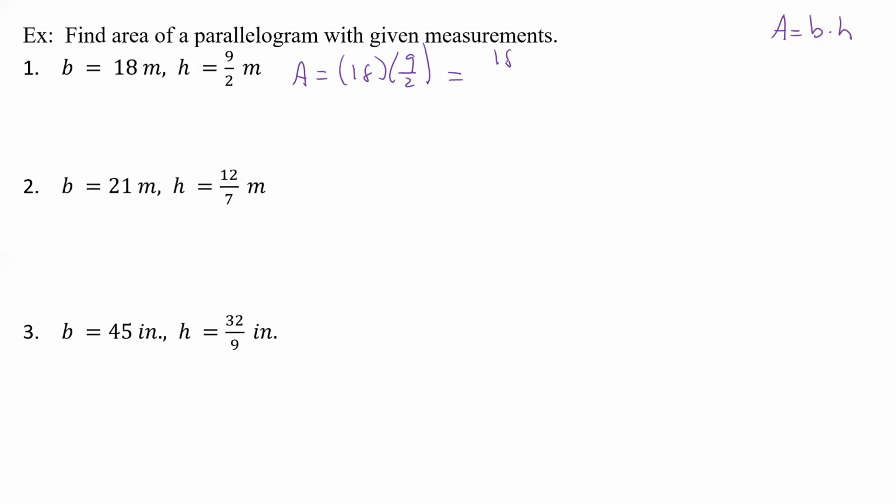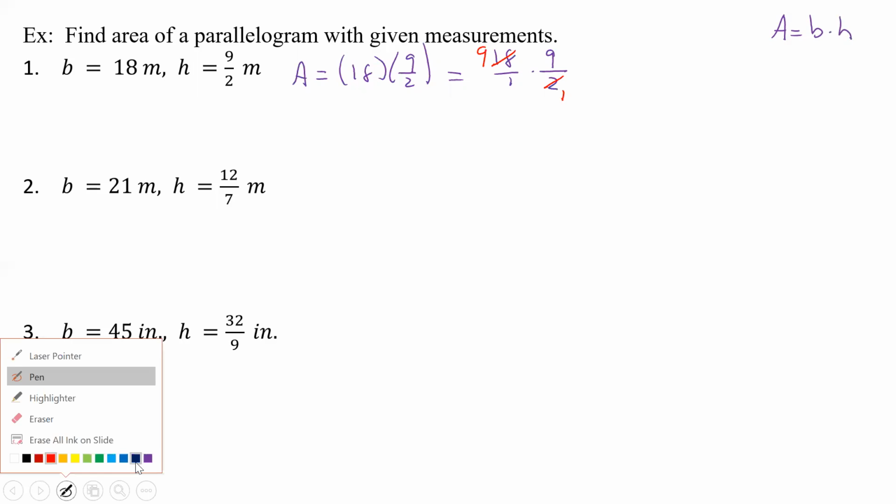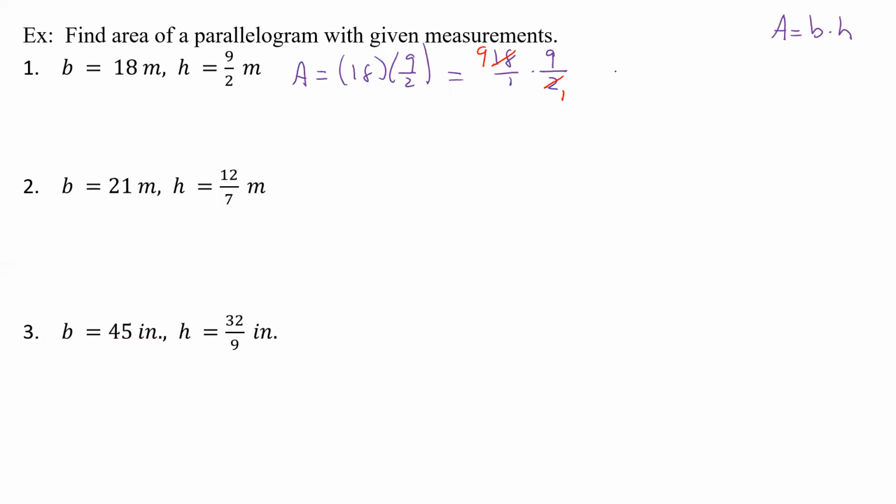Now we could write that as 18 over 1 times 9 over 2, and that would be another way to write it. Now, what do we know about multiplying? Well, let's go ahead and cheat a little bit and not write out all the primes. Let's say 2 goes in here once, 2 goes in here 9 times. Now we have something that can't be reduced any further. So now we have 9 times 9, which is 81, all over 1 times 1, which is 1. So this is really just 81. And we have to remember units. In this case, it's meters times meters. So it's going to be meters squared. And that would be our area of the parallelogram.